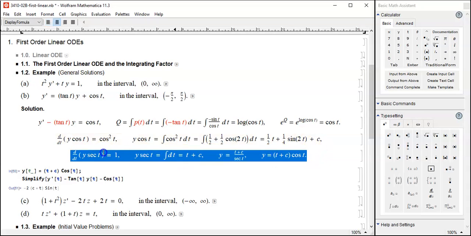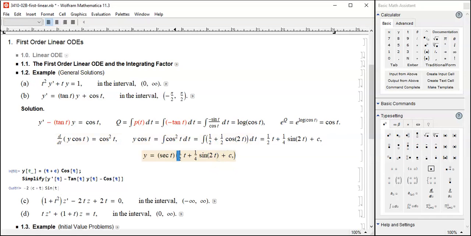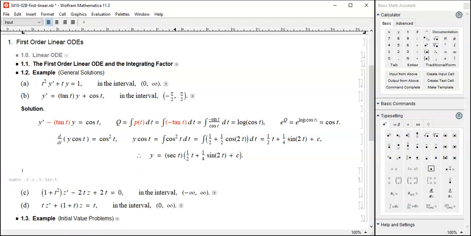So what's the final answer? Y equals 2 divided by cosine, so secant of t times this. And that's the final answer. Checking this final answer is left to the students. Let's stop here.